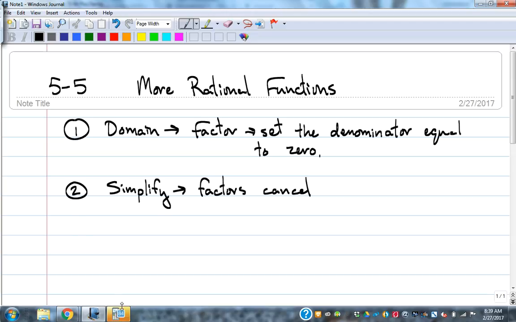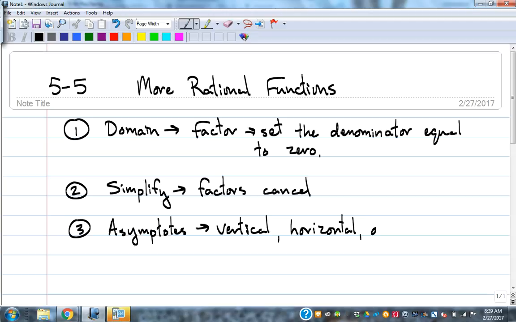And then after we simplify it, that's when we find what? Asymptotes. Vertical, horizontal, or oblique. Find those, okay?